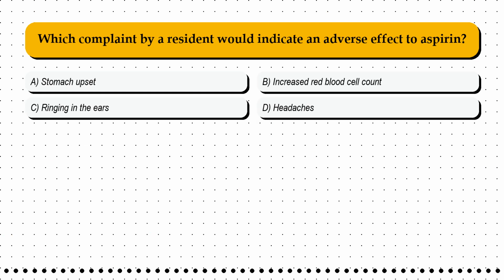Question 216. Which complaint by a resident would indicate an adverse effect to aspirin? Option A, stomach upset. Option B, increased red blood cell count. Option C, ringing in the ears. Option D, headaches.